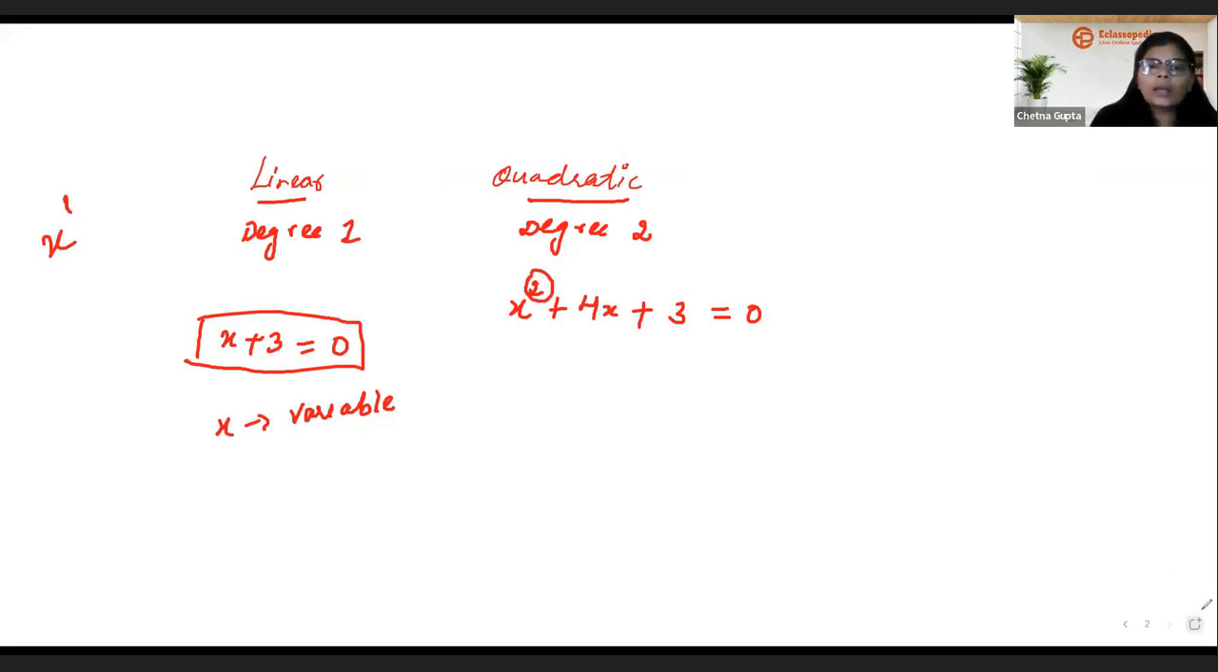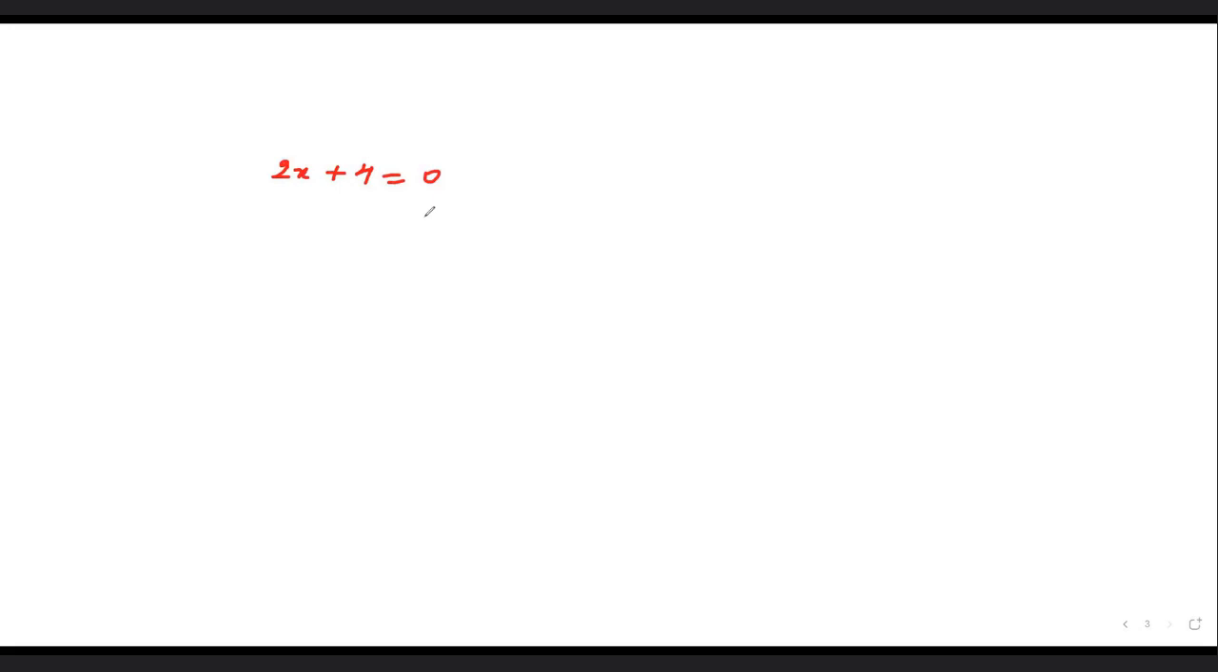Now, how to solve any quadratic equation? We know how to solve a simple linear equation. It's very simple, like you have 2x plus 4 is equal to 0. So what would be x here? How will you solve this? Divide 4.